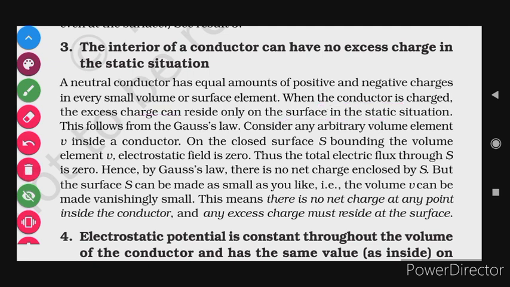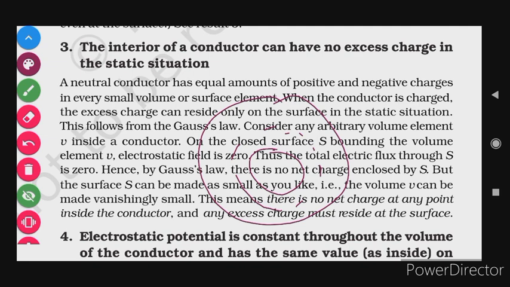This follows from Gauss's law. Consider any arbitrary volume element V inside the conductor. Suppose there is a spherical conductor, and I'll consider a very small volume inside this conductor, a volume element. On the closed surface bounding the volume element, the electrostatic field is 0. So I'll take this closed surface bounding this volume.